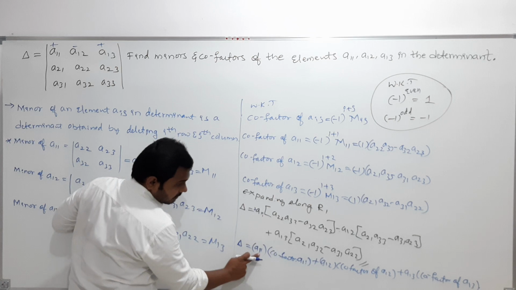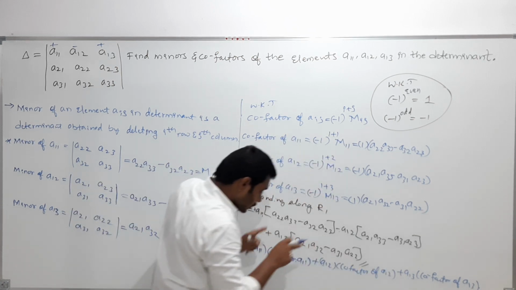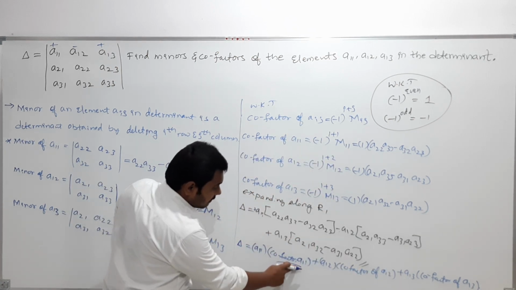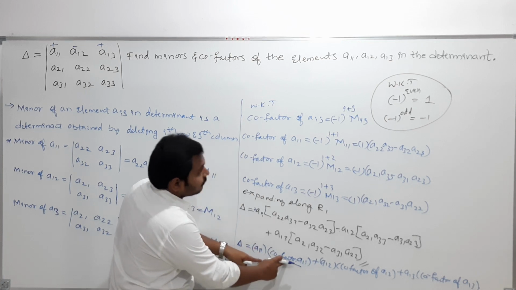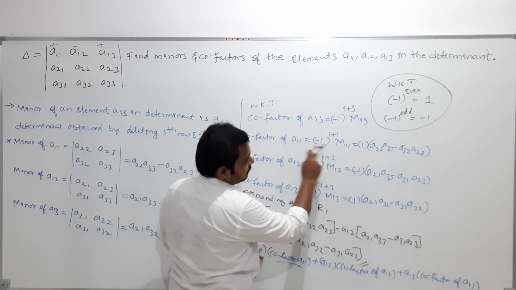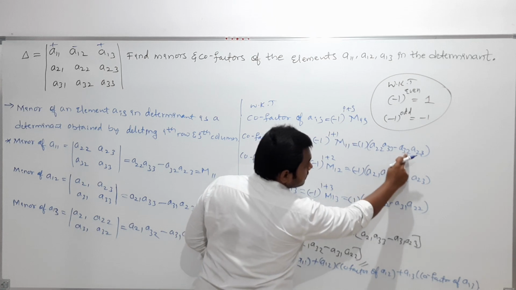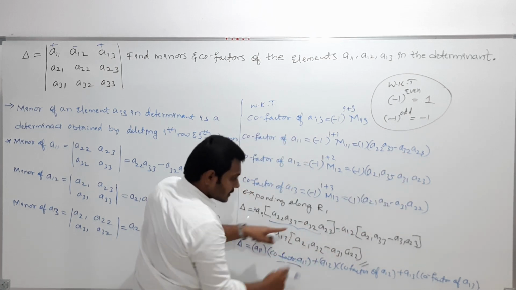A11, A12, A13, A11, A12, A13. To this, if you multiply with the cofactor of A11, so what is the cofactor of A11? You can observe here, the cofactor of A11 is A22, A33 minus A32, A23. This is what you got here.